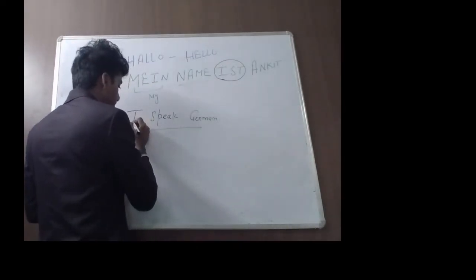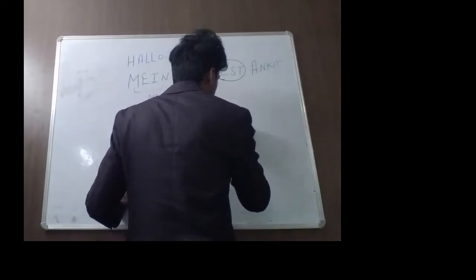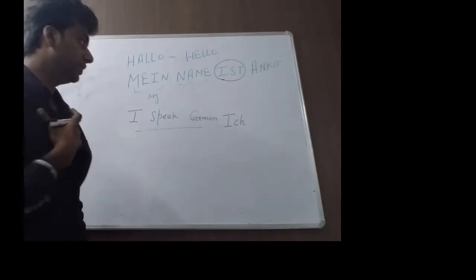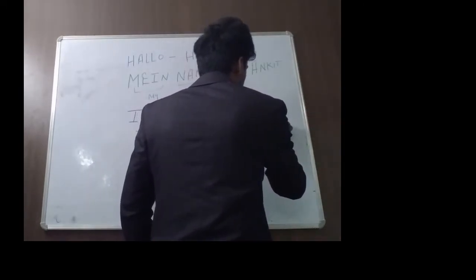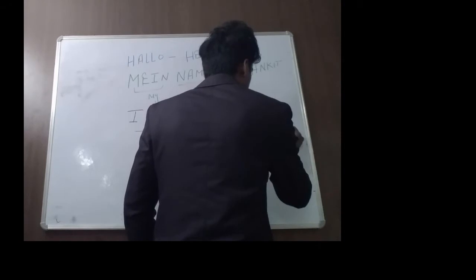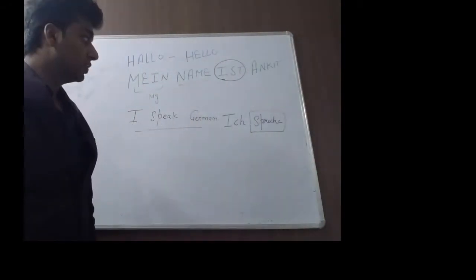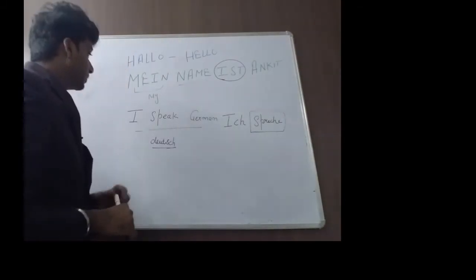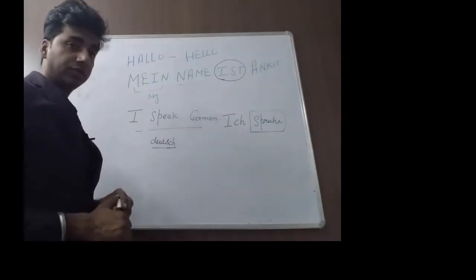Basically I is my ich. I is my ich. Ich spreche. So this is basically a conjugation. Ich spreche Deutsch. So if I'm saying I speak German, ich spreche Deutsch.